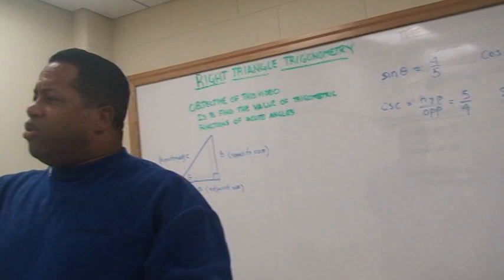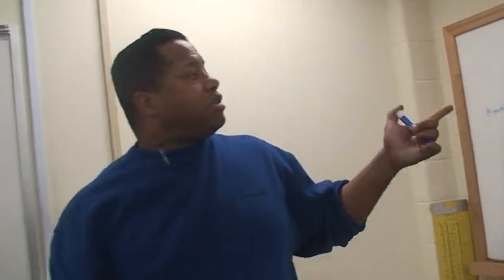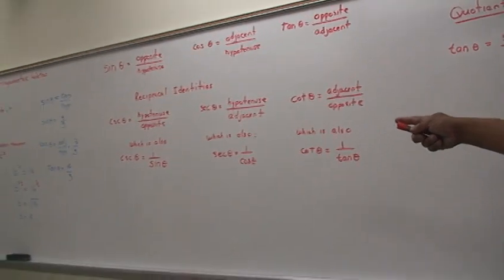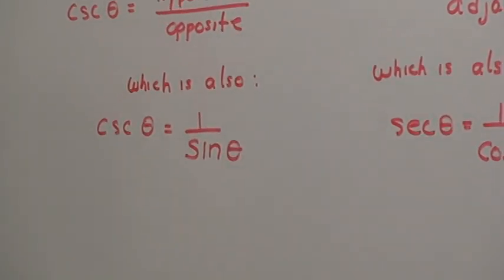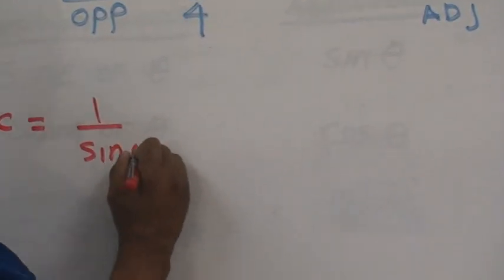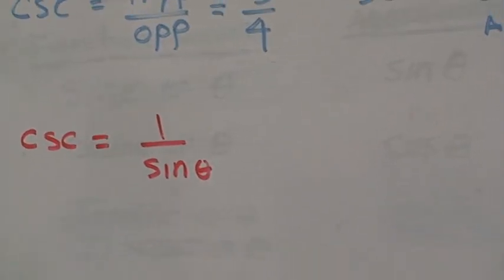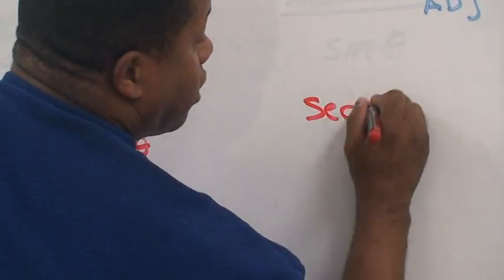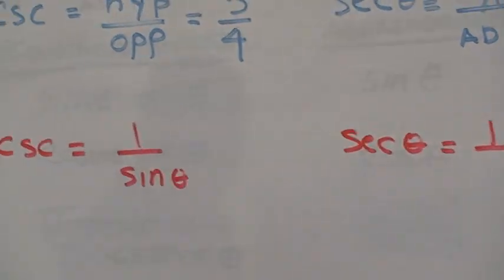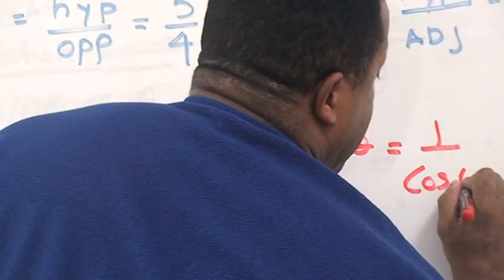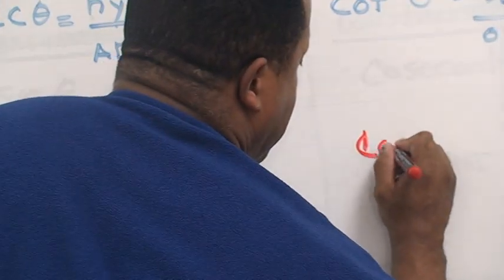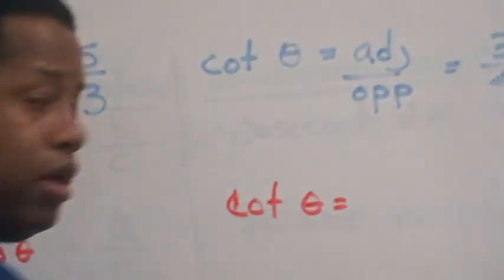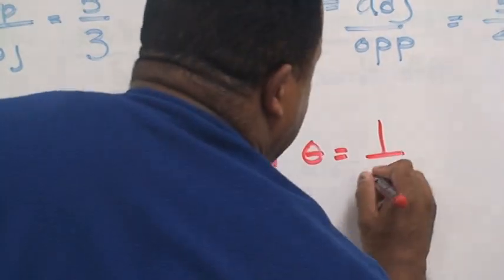Now, let's do the other representation of trig reciprocal identities of these last three trig functions. Cosecant, which is what? It is going to be 1 over sine theta. Secant theta will be 1 over cosine theta. And then we have cotangent theta, which will be 1 over tan theta.